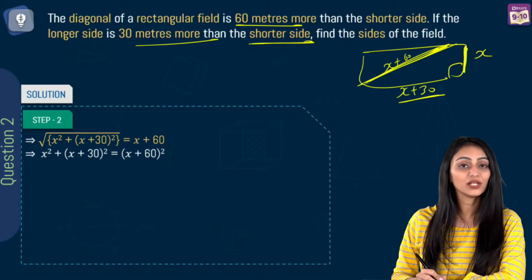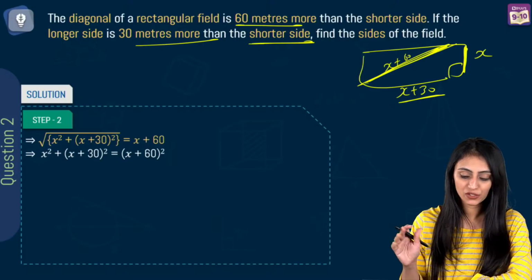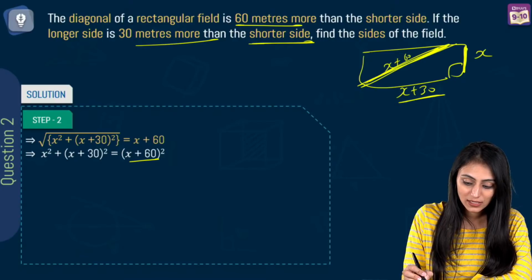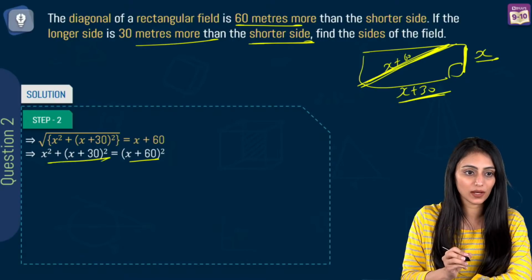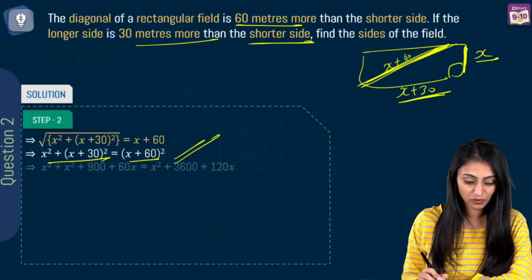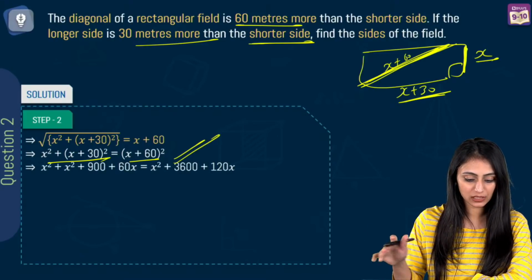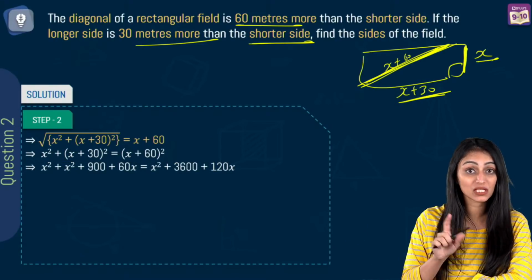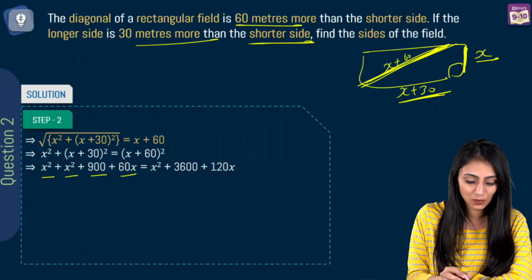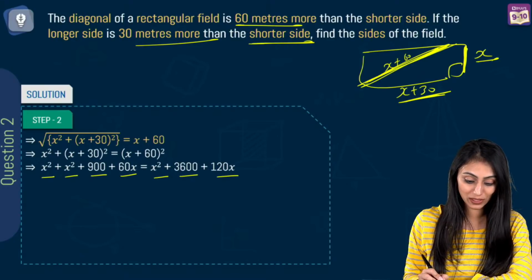Alright, so we can use Pythagoras theorem. We all know what Pythagoras theorem is. What is the hypotenuse here? That's x plus 60. So (x plus 60) whole square is equal to x square plus (x plus 30) whole square. So we have applied Pythagoras theorem over here. Alright, so let's open it up on both sides. Use the formula of (a plus b) whole square. That's going to be x square plus 3600 plus 120x equal to x square plus x square plus 900 plus 60x.